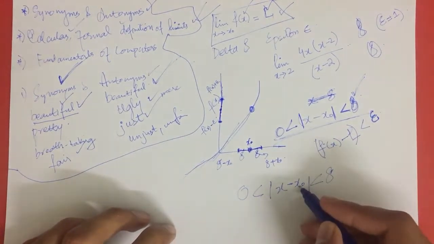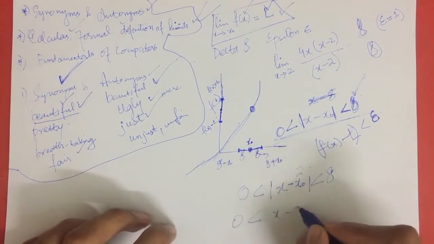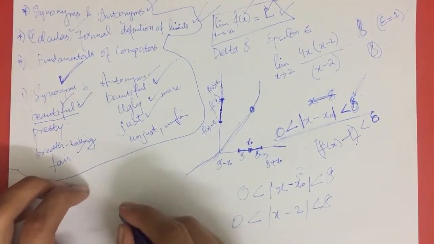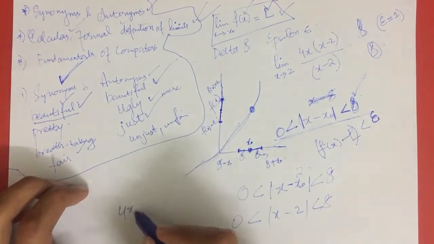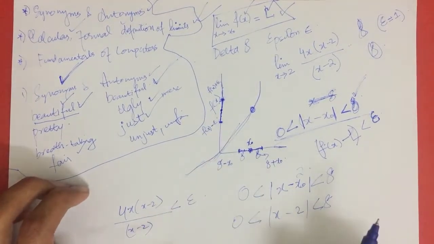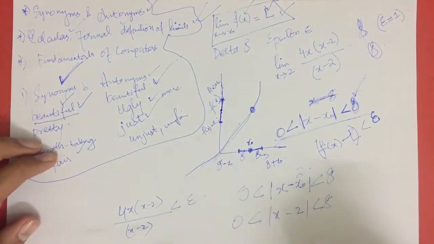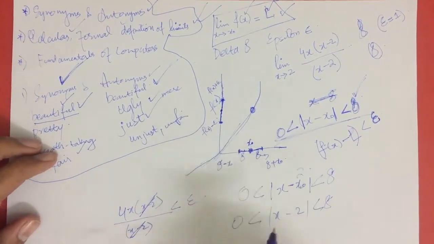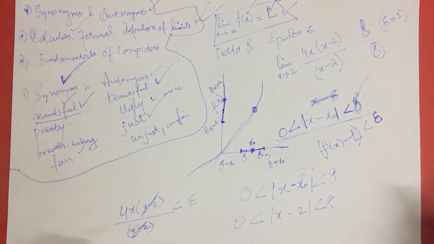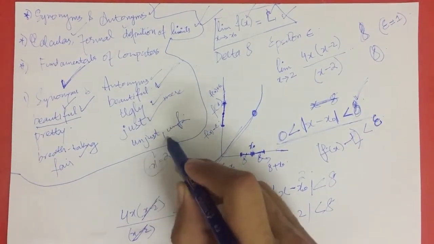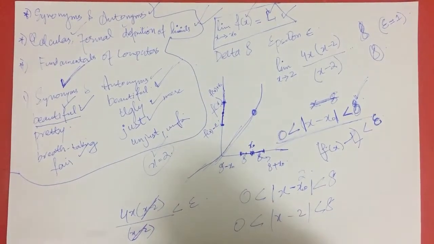Here our x naught is 2, so we say the absolute value of x minus 2 is less than delta. And for epsilon, the function f of x, 4x times (x minus 2) divided by (x minus 2), should be less than epsilon. First, how are we going to solve this question? We cancel out the x minus 2 terms, considering the fact that the function at x equals 2 does not exist. It only approaches 2. So we write 4x absolute.